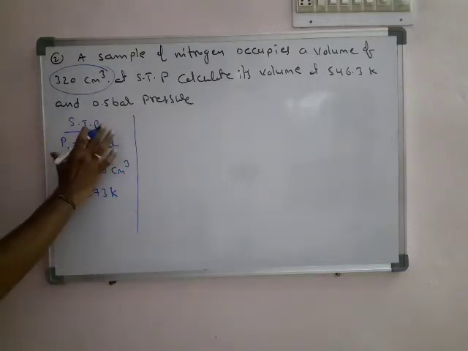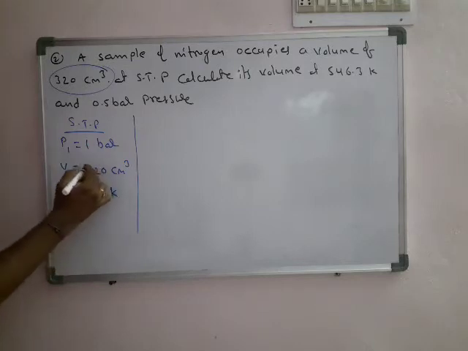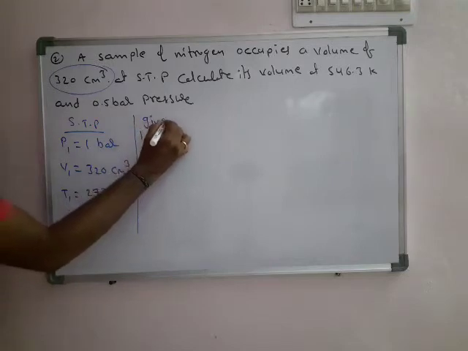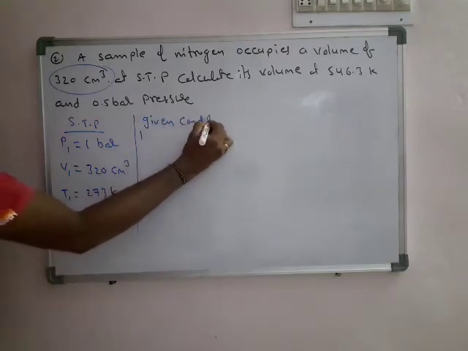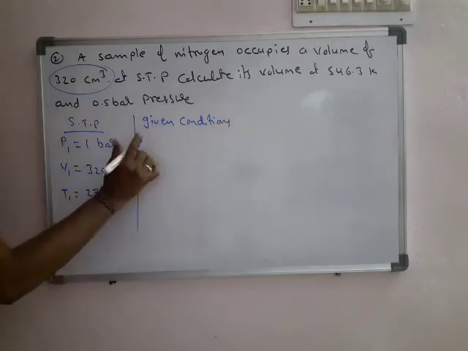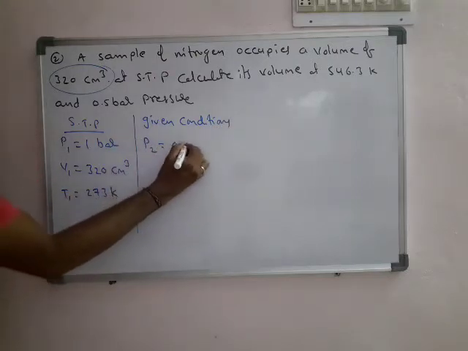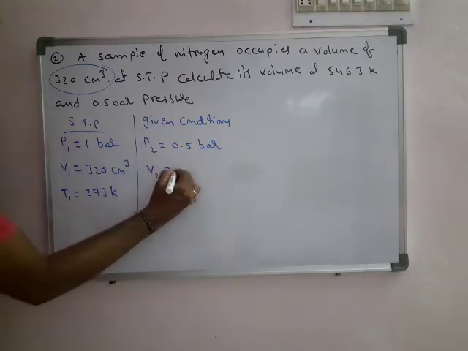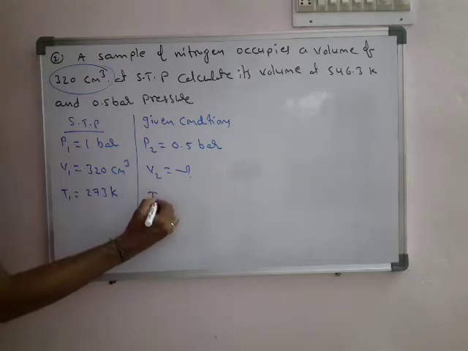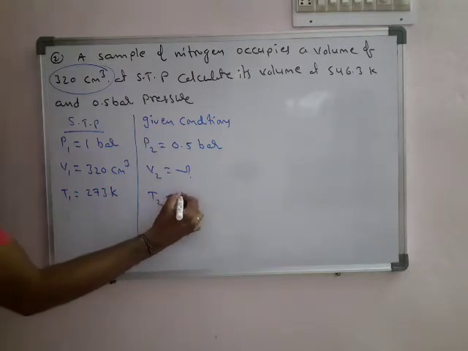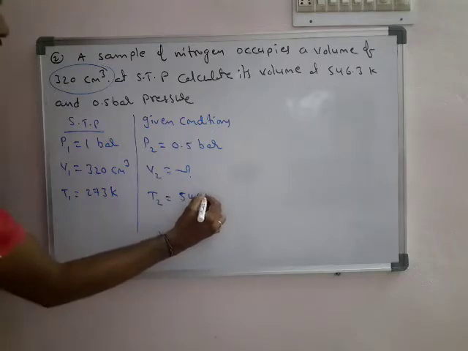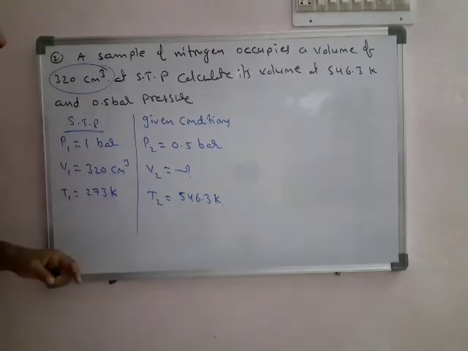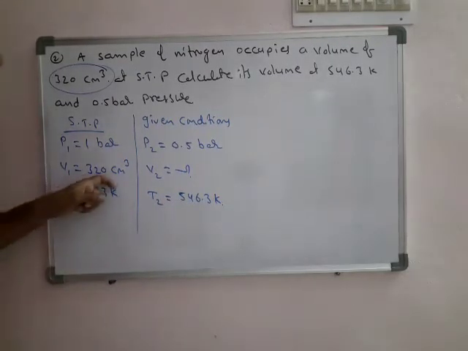So the gas is transferred, changed to other conditions. What are the given conditions? P2 is equal to 0.5 bar. We need to find out its volume, and T2 is given as 546.3 Kelvin. Means the volume of nitrogen at STP is 320 centimeter cube.